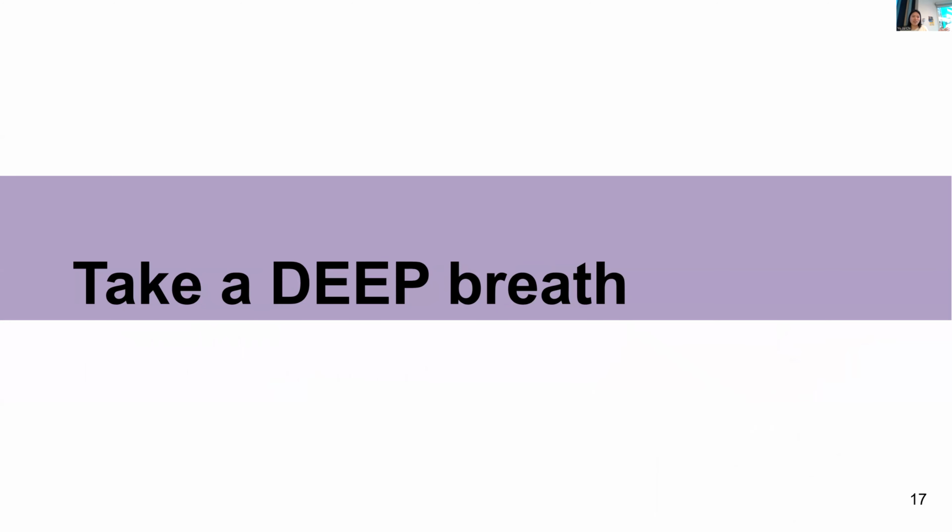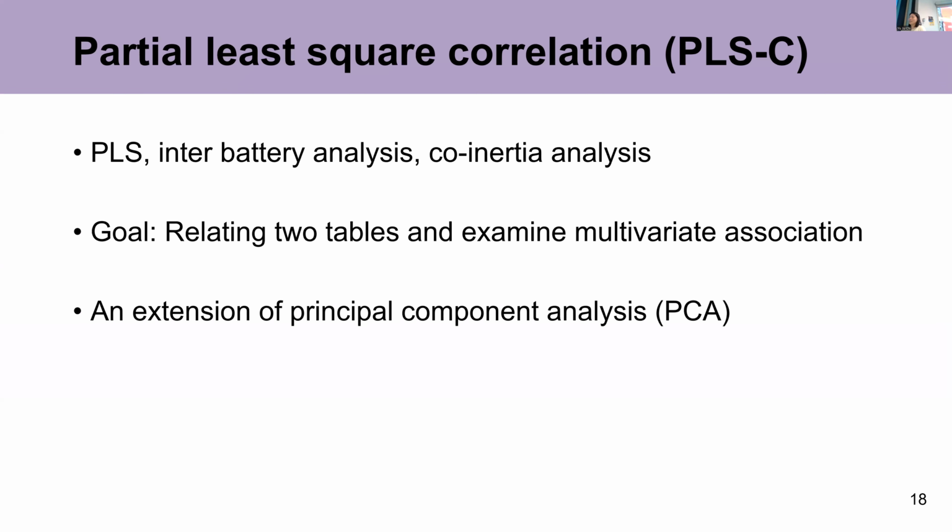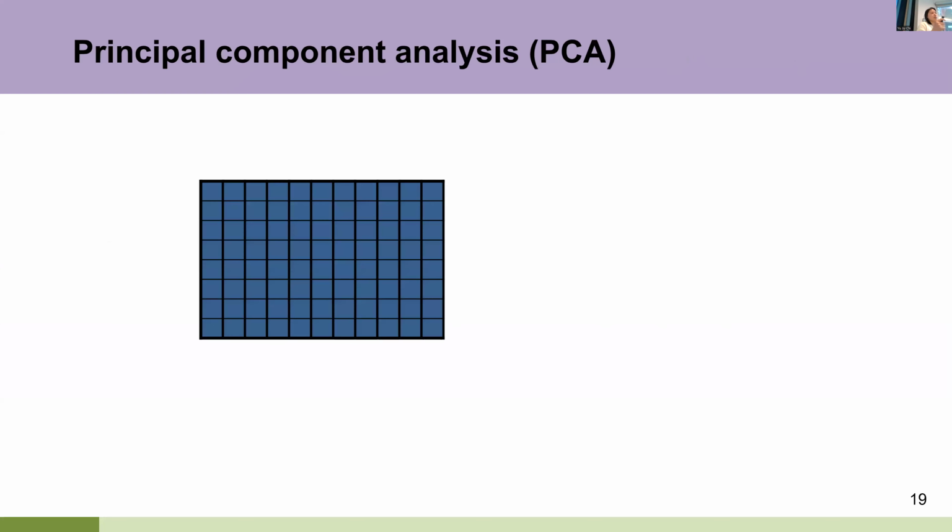Ready? We're going to get to some math, but you're going to be fine. So coming back to partial least squares, it's an extension of PCA. So let's start from what a PCA, principal component analysis, is. Imagine we have a data set. We have observations on the rows, variables on the columns, like an Excel sheet, right? You have your data that looks like this.